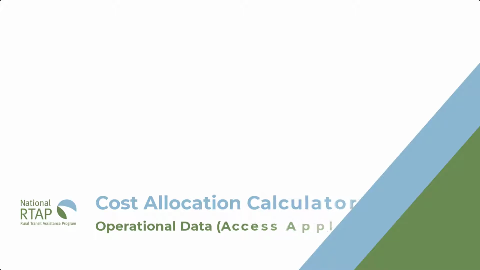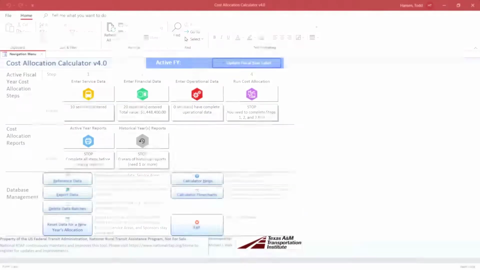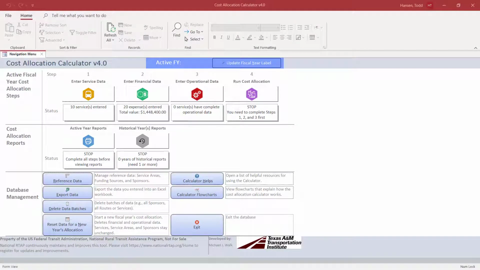The third step is to enter operational data, including hours, miles, and trips information, into the Operational Data tab. You should enter the total actual data for the period rather than scheduled service information. In this step, you can also report the names of local sponsors on shared ride demand responsive services, along with their passenger hours and miles data. This is key for sub-allocating costs on the route or service to each local sponsor.